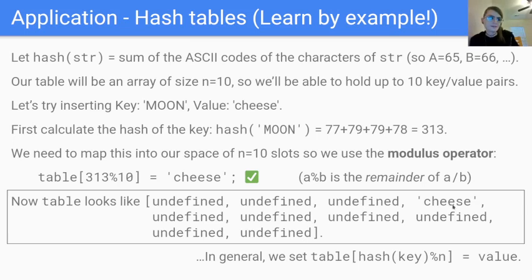That was a lot. But I think it follows. We're hashing the key, we get 313, we do mod 10, and that's the slot where we put it. That's what we're doing. So we put cheese in there.